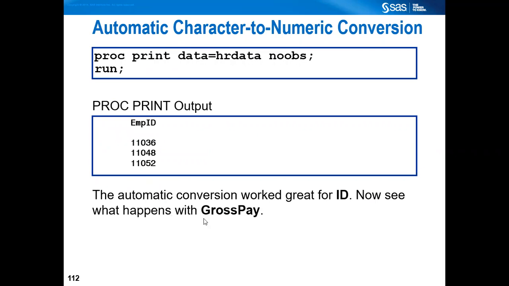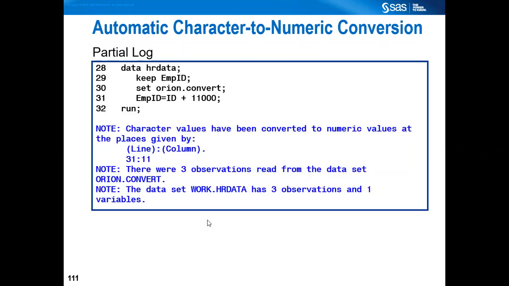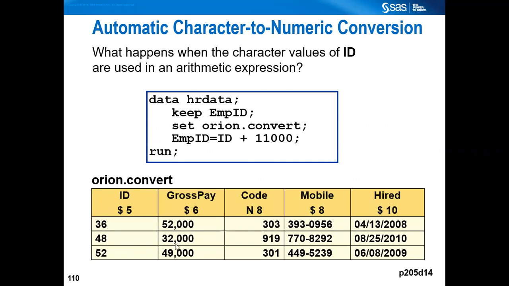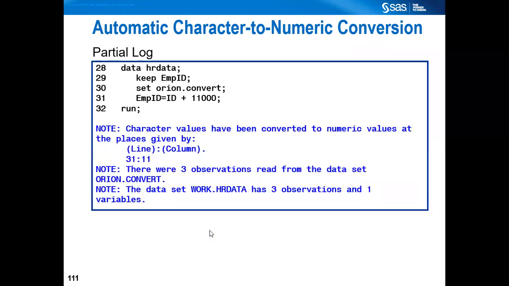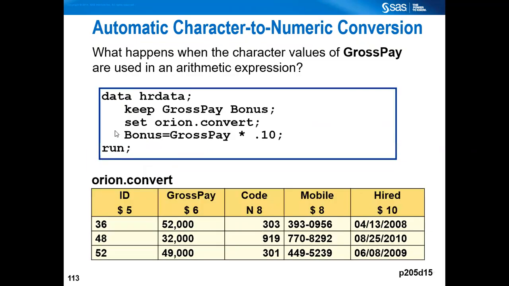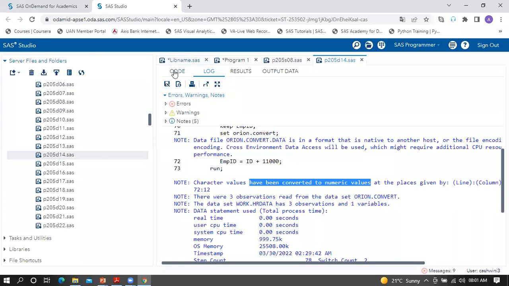Now let's see what happens with your gross pay, because this gross pay column is also character. We'll try to convert it to numeric. So let's see how it's working. With gross pay, I simply write, I want to calculate bonus. Bonus is 10% of your gross pay. So I'm writing bonus is equal to gross pay into 0.10. Okay, so again, I move ahead and I use the same expression within my code.